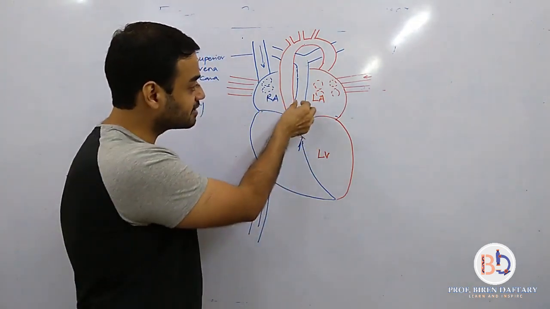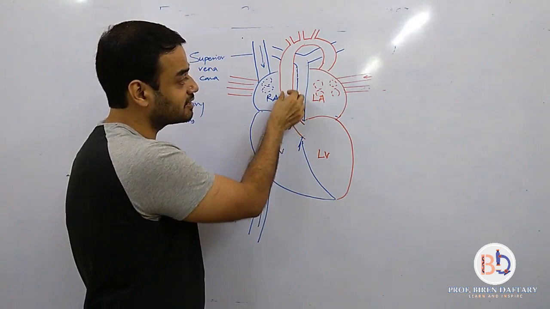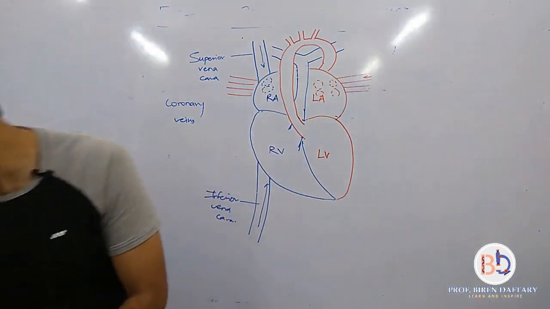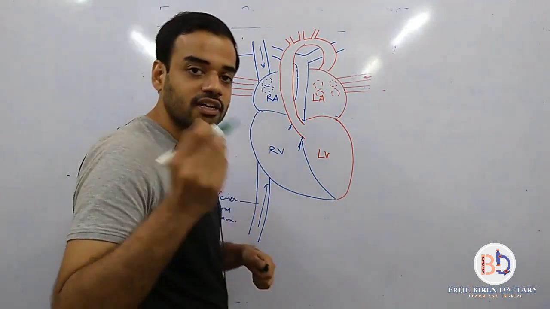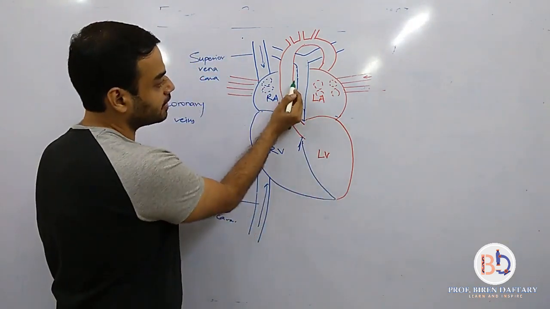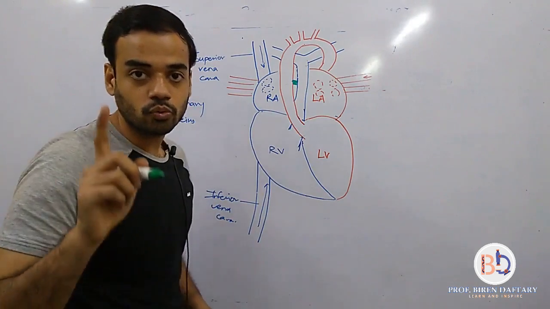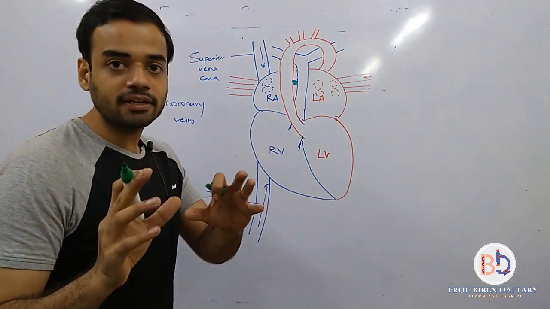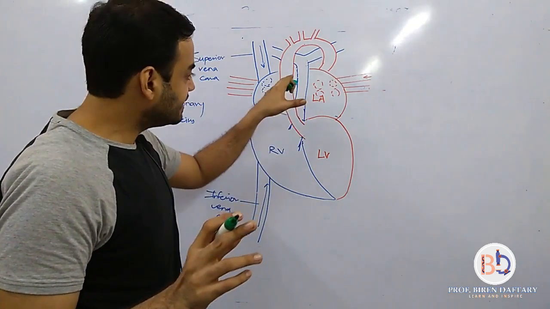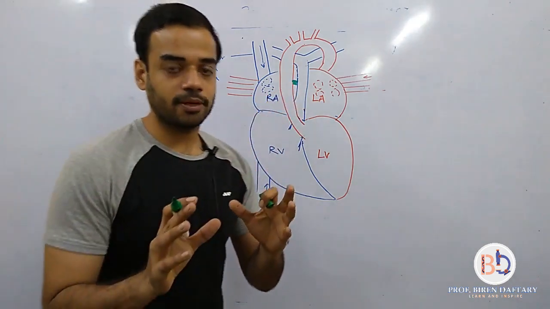There is a connection between the pulmonary trunk and the aorta. Yes, this is carrying deoxygenated blood. This is carrying oxygenated blood. And this connection I am going to show with a green colored pen. So there is this connection between the two. Okay, now pay attention. This connection has one function.